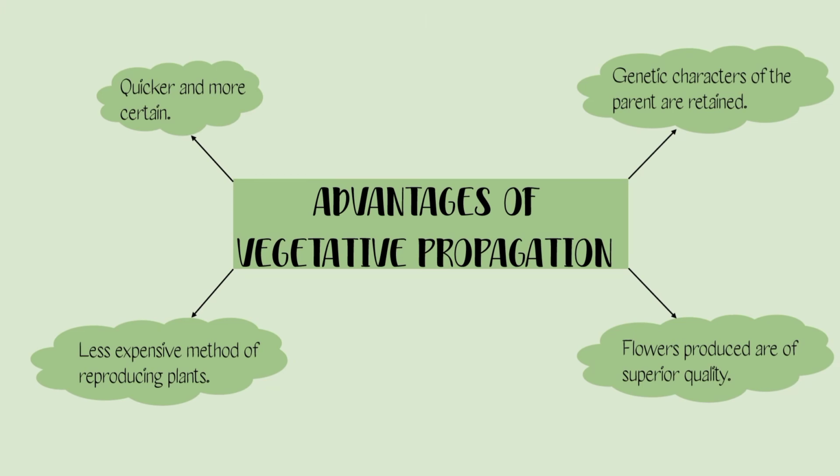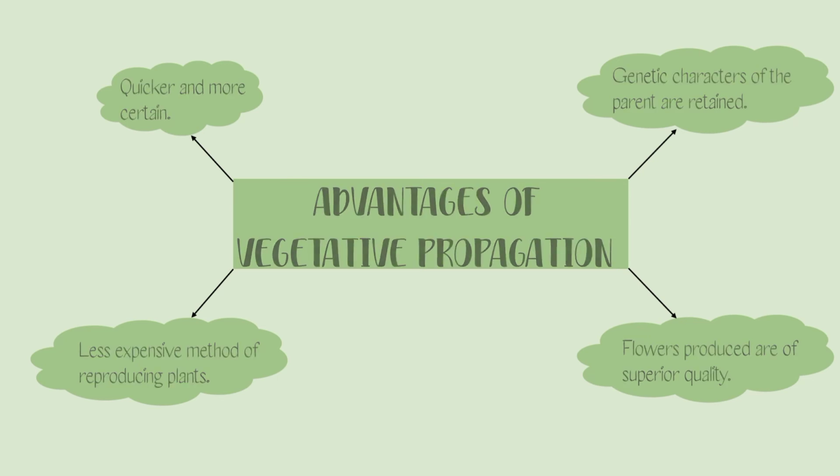Now let's learn about some of the advantages of vegetative propagation. This method of reproducing plants is quicker and more certain. In vegetative propagation, the genetic characters of parents are retained. Also, the flowers produced by this method are of superior quality. This method is less expensive for reproducing plants.